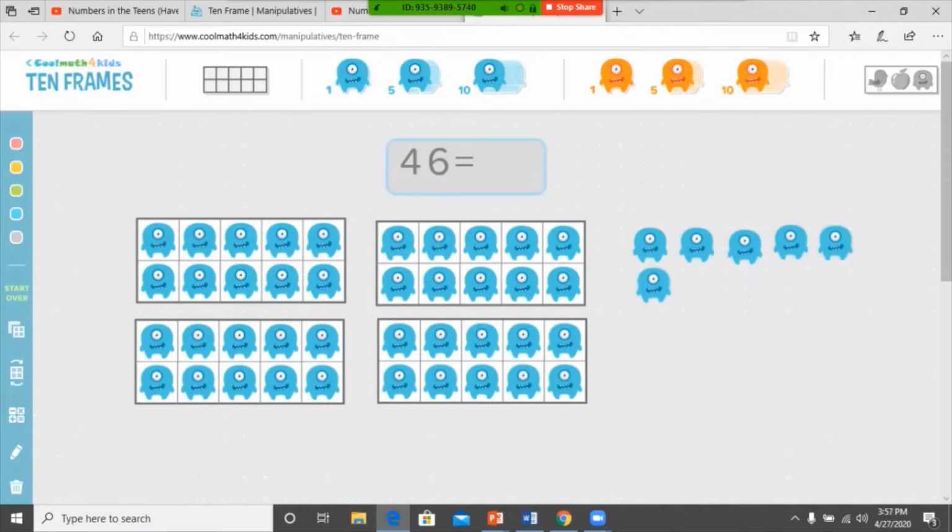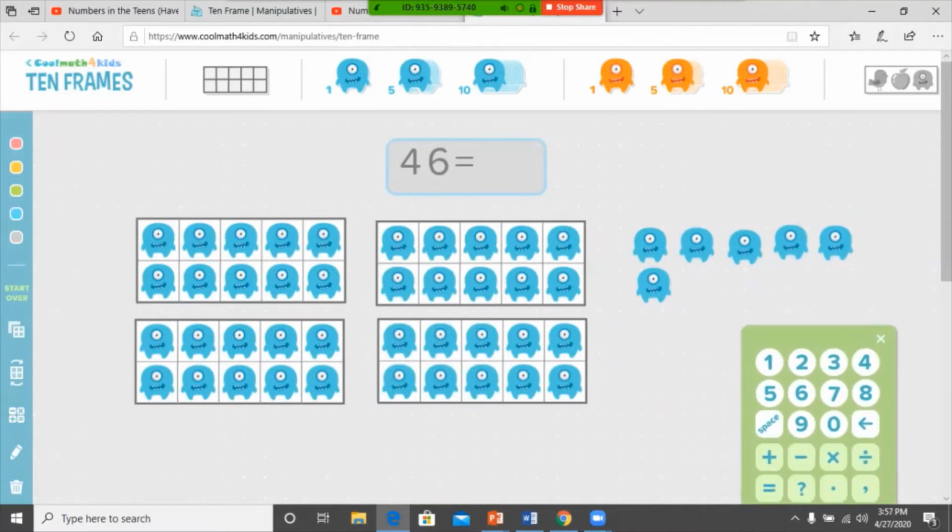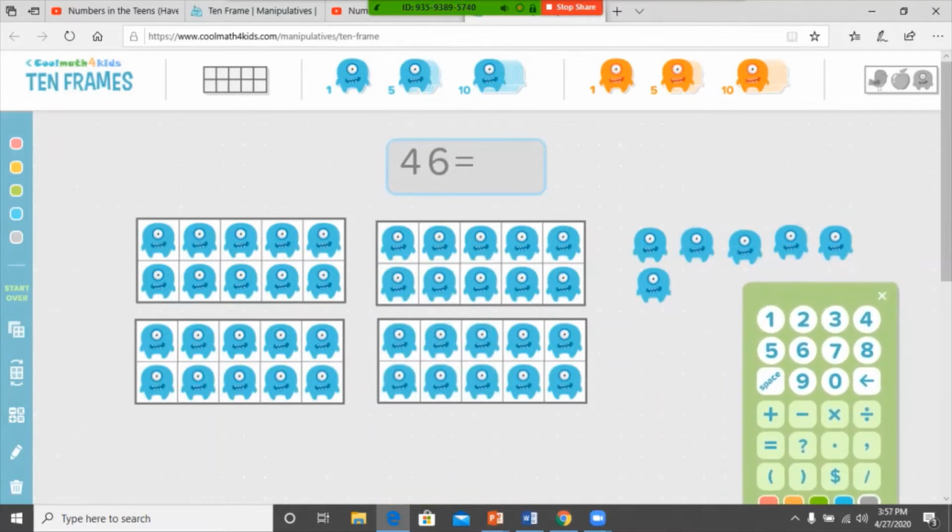So let's go back up here, and how many groups of 10 were in the number 46? 1, 2, 3, 4 groups of 10. 10, 20, 30, 40. So I say 40 plus, here we have 1, 2, 3, 4, 5, 6.